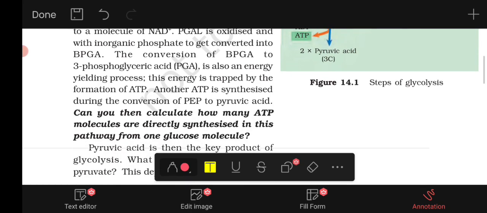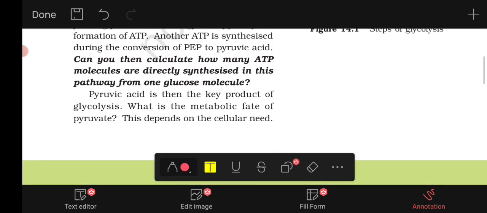Another ATP is synthesized during the conversion of PEP to pyruvic acid. So there are a total of 4 ATPs synthesized and 2 ATPs used in the first two steps. So there is a net gain of only 2 ATPs in glycolysis, and a net gain of 2 NADH. Pyruvic acid is then the key product of glycolysis.